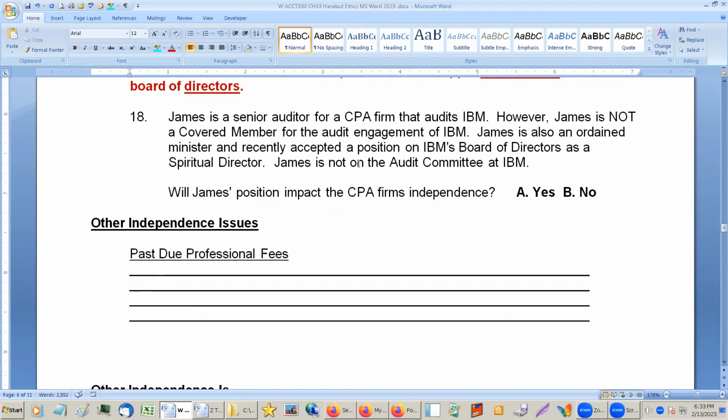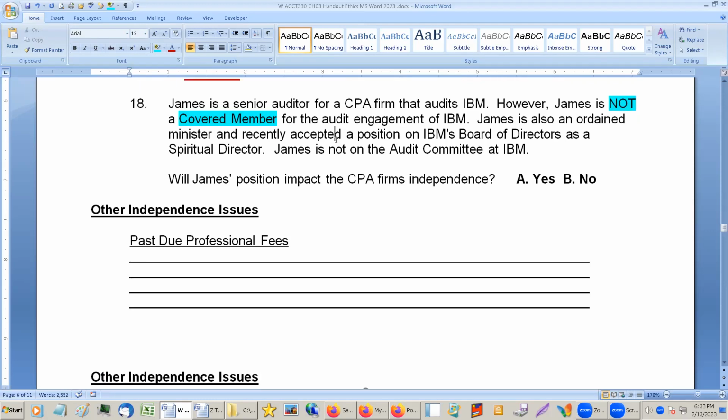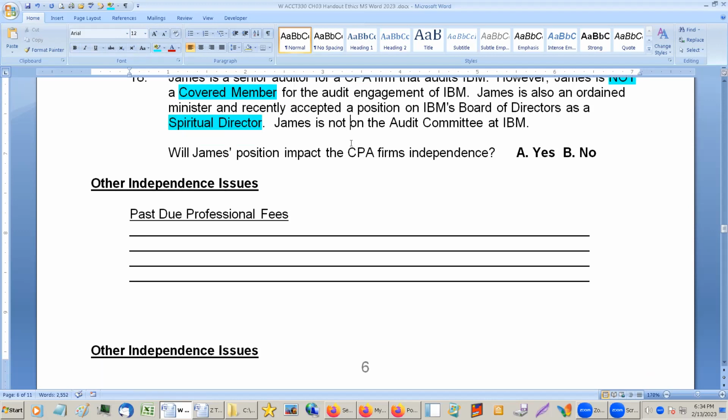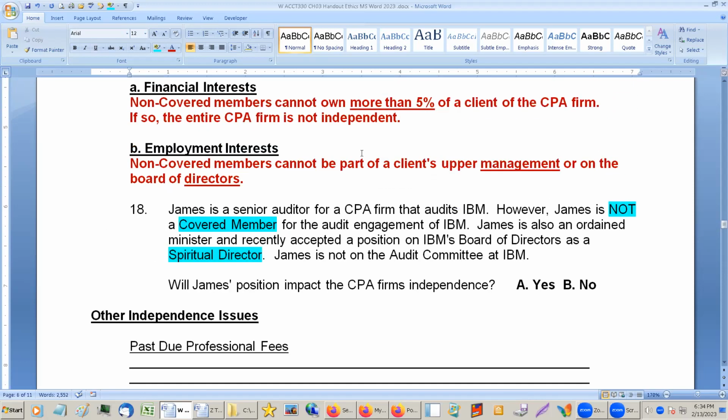Okay, James is senior auditor for a CPA firm that audits IBM. However, James is not a covered member. James is also an ordained minister and recently accepted a position on IBM's board of directors as a spiritual director. James is not on the audit committee at IBM. Will James' position impact the CPA firm's independence?